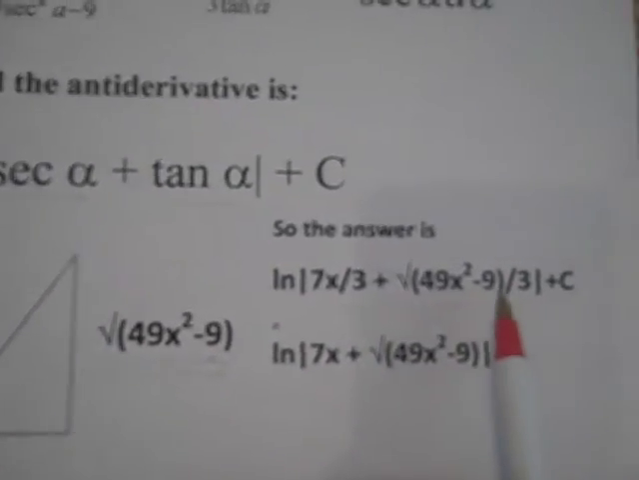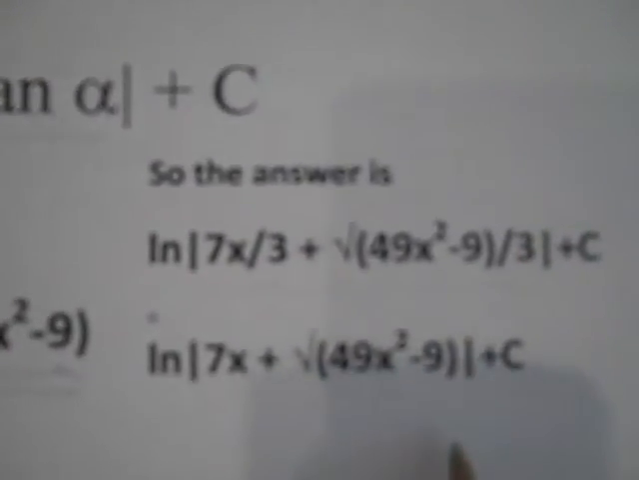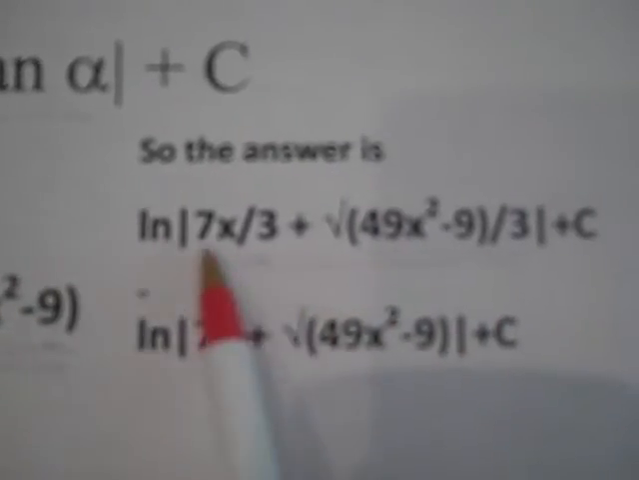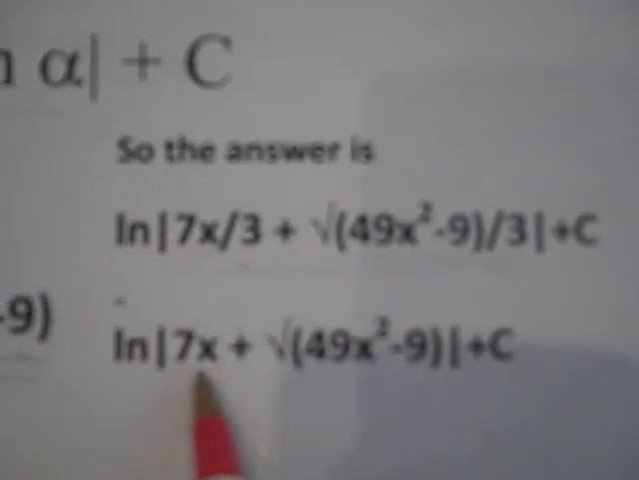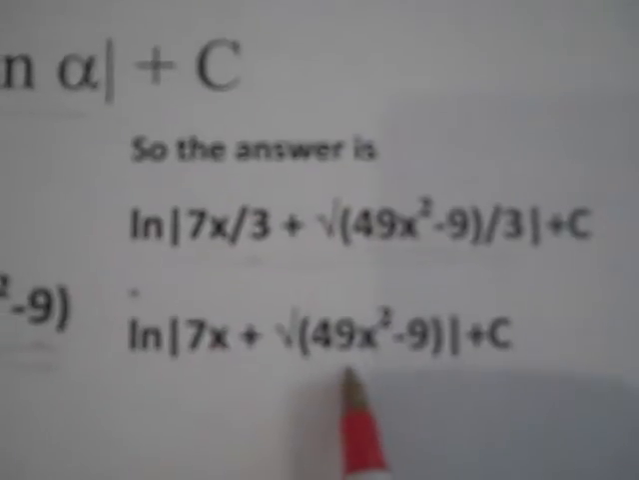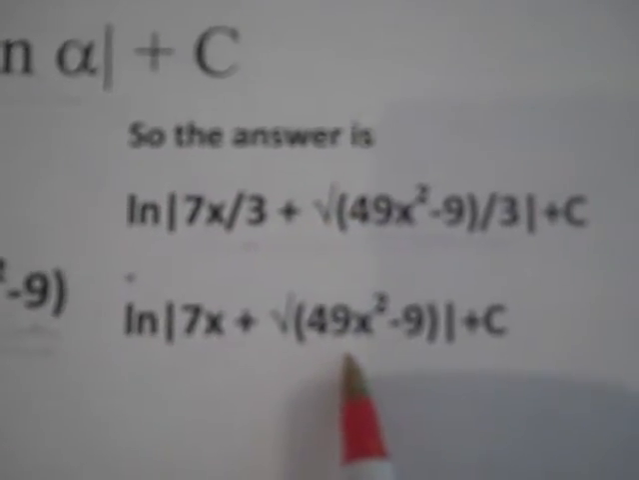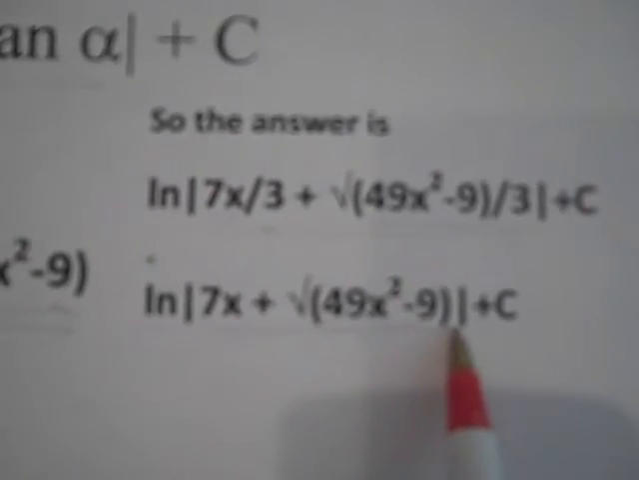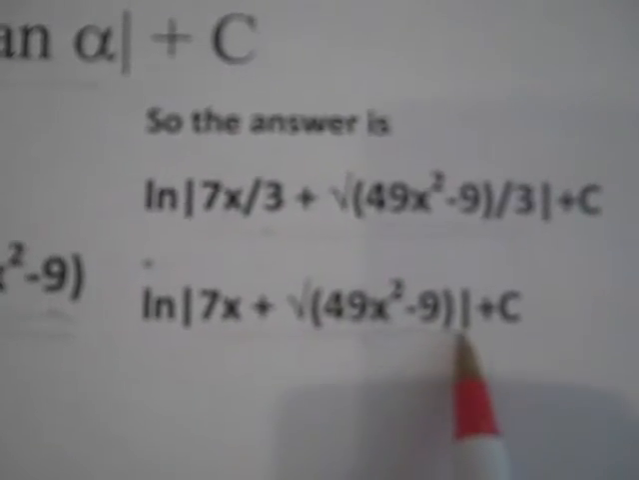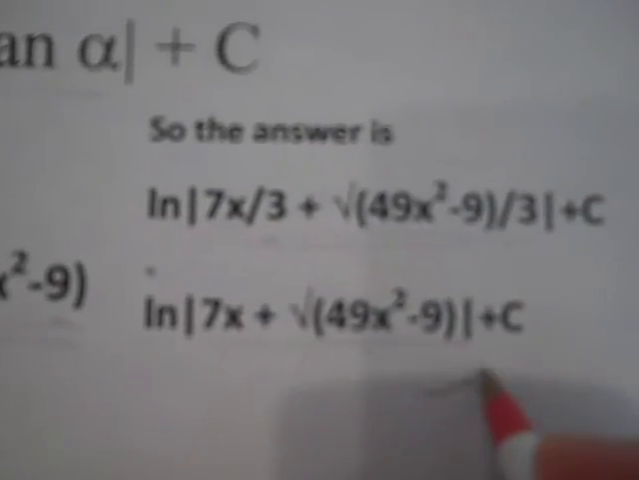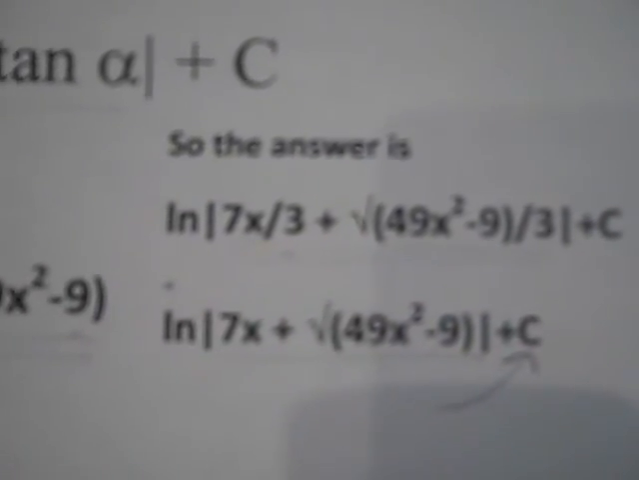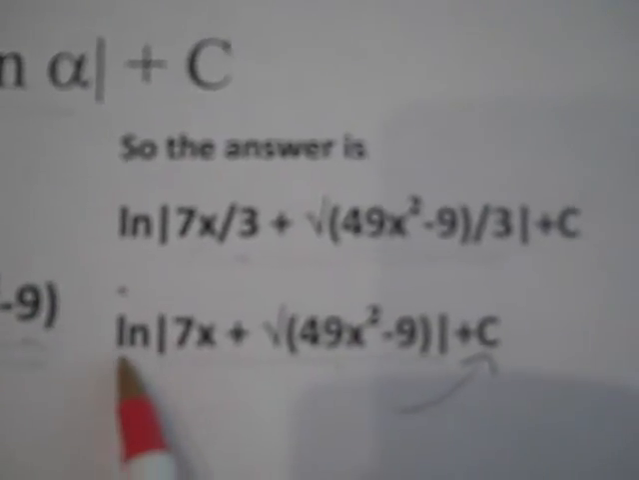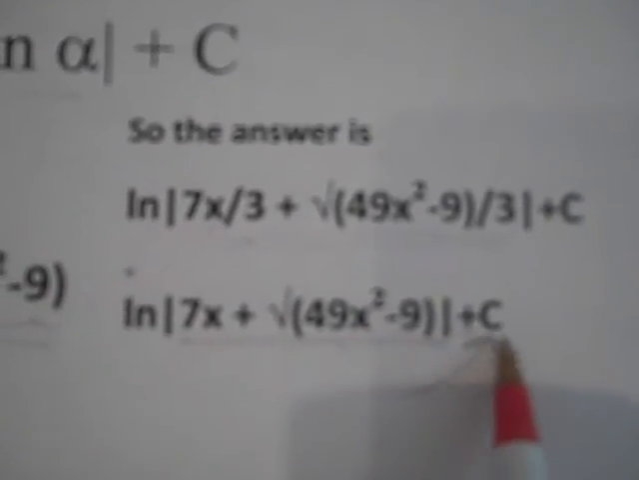And now this is very similar to what I said in the last video you just watched. Look, if I add these two fractions together, I'm going to get 7x plus this square root divided by 3. And then if I use the property of the ln's, it will be the ln of all of this minus the ln of 3. But the ln of 3 is just a constant, so that gets folded into this capital C here, which we always say is an arbitrary constant. So our answer now is the ln of this absolute value plus c.